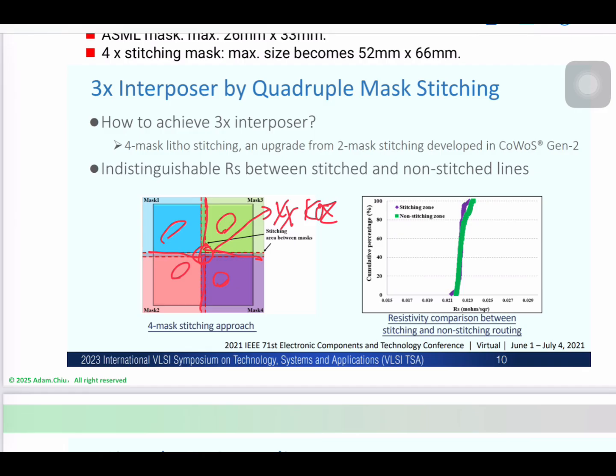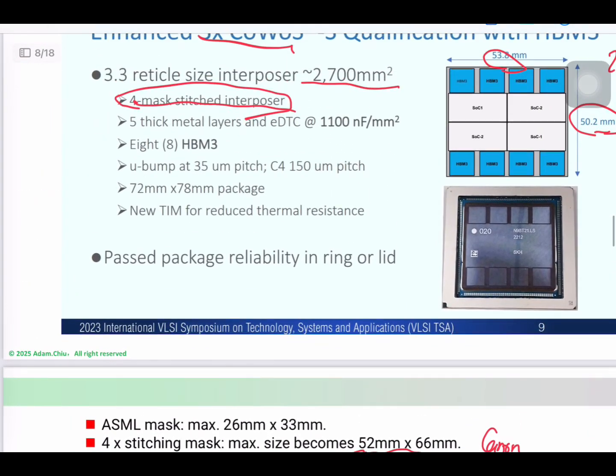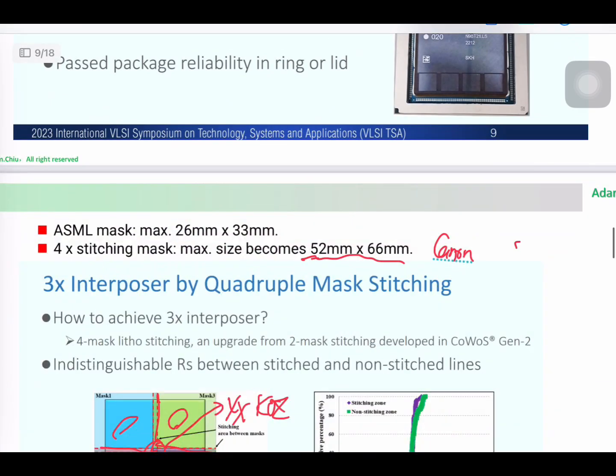Ultimately, TSMC's CoWoS-L does not use this stitching. It switches to Canon, which is very large at 1x. A reticle as large as 52 by 66 is done in one go, exposed just once. But the drawback is that the line width cannot be too small. The smallest and finest line width is only 5 microns. This is its concept. Alright, let's continue.